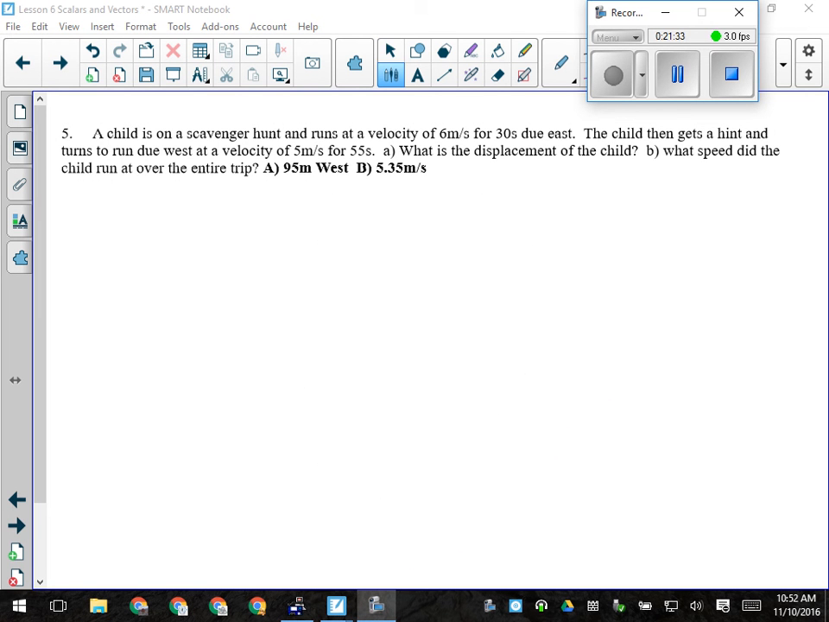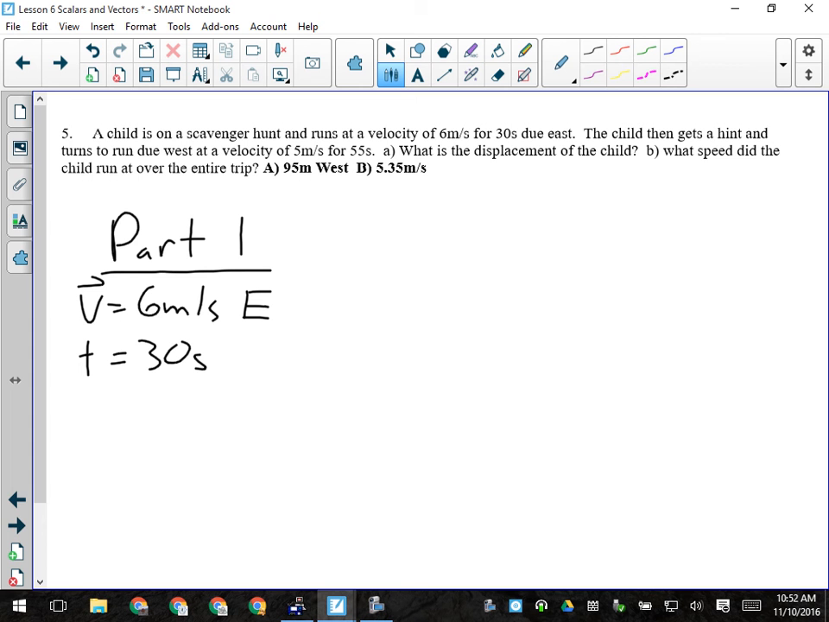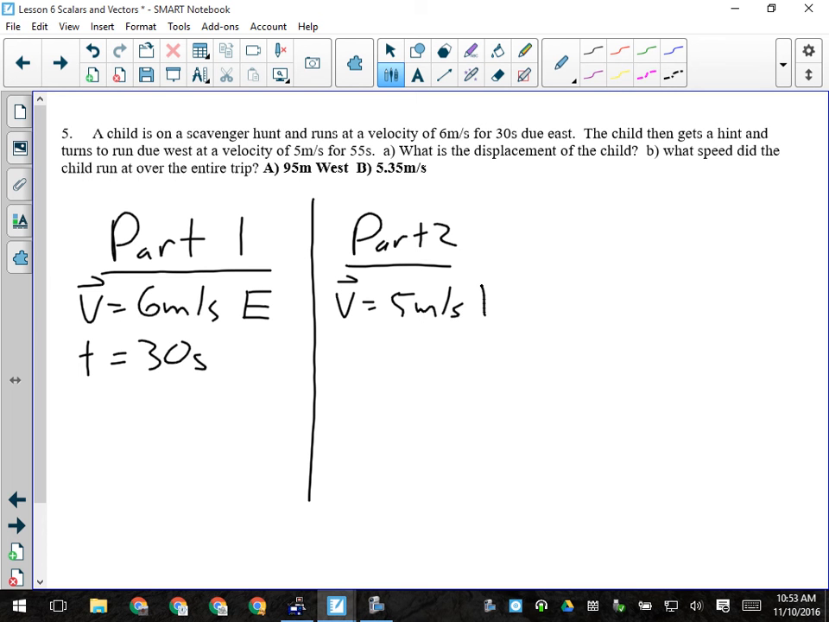Okay, so on number 5, we got the kid on the scavenger hunt. They run at a velocity of 6 meters per second for 30 seconds due east. I can't draw a picture because I don't know how long to draw my arrow right now. I'm not given the distance for the first part of his trip, but what I am given is his velocity, 6 meters per second east, and his time, 30 seconds. The child then gets a hint and turns to run due west at a velocity of 5 meters per second for 55 seconds. So his velocity is now 5 meters per second, but now it's west, and the time is 55 seconds.